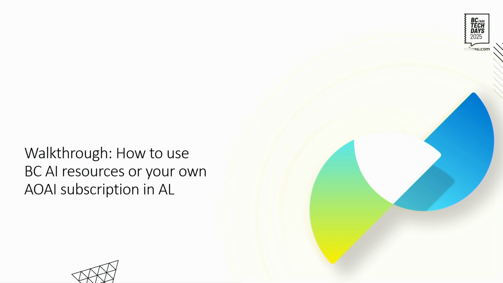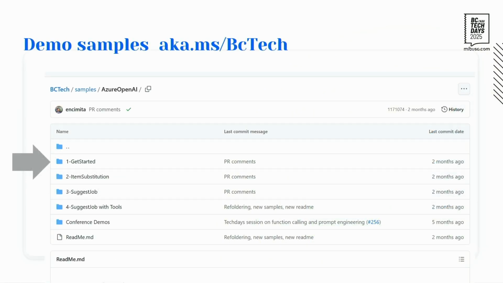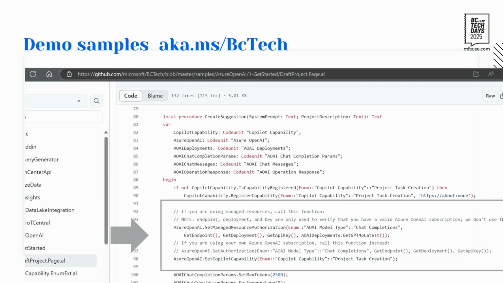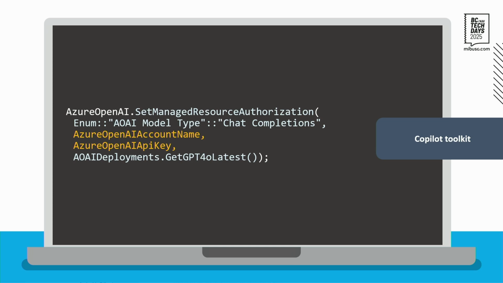So let's look a little bit at how you can use the Azure or the BC AI resources in your own solution. We actually have some samples. On aka.ms/bctech, you can go to the Azure OpenAI sample. How many are aware of the BC Tech samples on GitHub? I have quite a lot of different samples there for many different types of solutions, one of them being building Copilot features. In that sample, we show you how you can connect to BC AI resources. So there are two different scenarios.